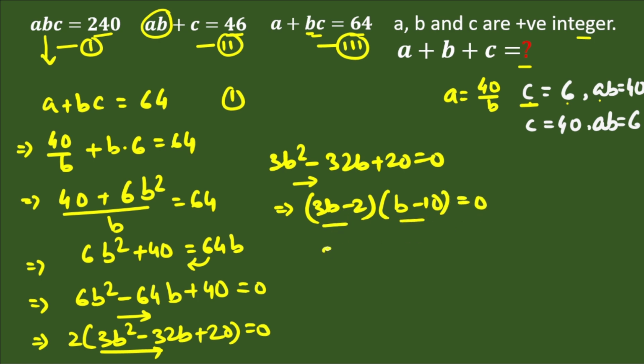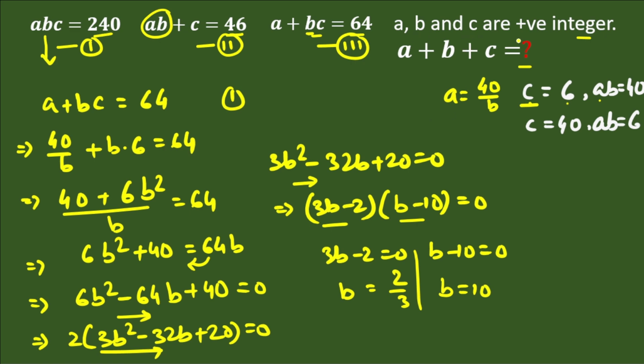So we can write either 3b − 2 = 0, or b − 10 = 0. Now from here the value of b will be 2/3, and here the value of b is 10. Now in the question it is mentioned that a, b and c are positive integers. So here we have calculated the value of b as a fraction, so we cannot take this value. So the value of b will be 10.